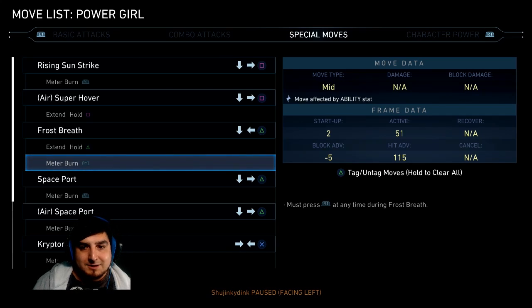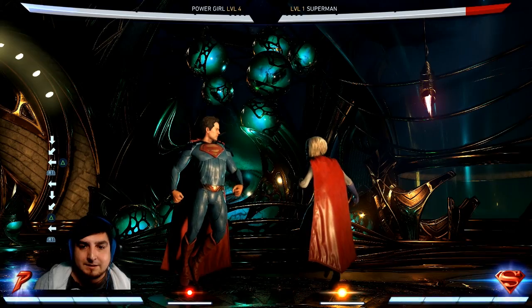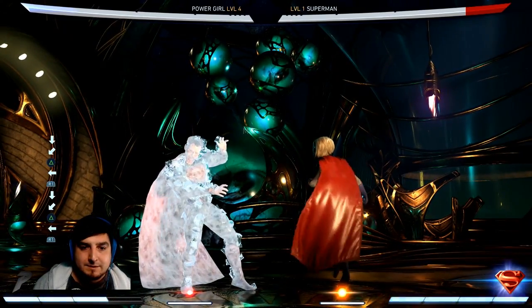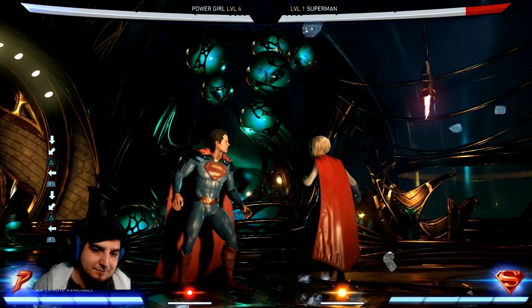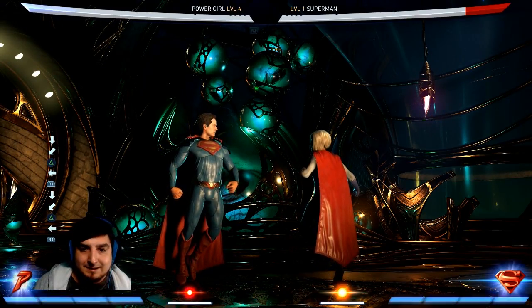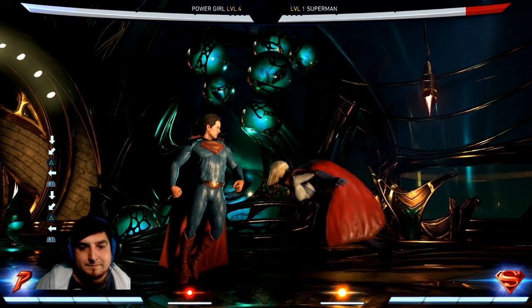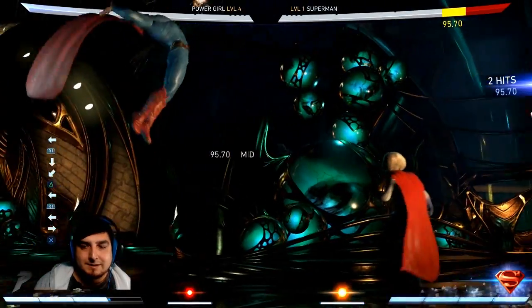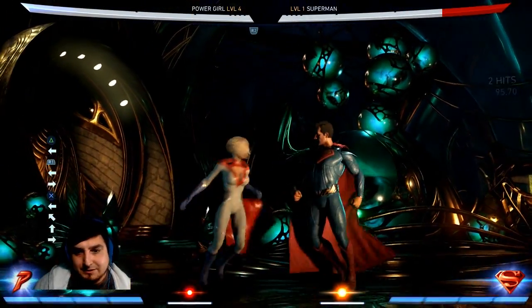Now I'll show you the Frost Breath as an example here. So this is 115 frames. So they're frozen there for 115 frames, which is like a second and a half, which is forever in a fighting game. So that allows you to combo into that, and you're good to go.